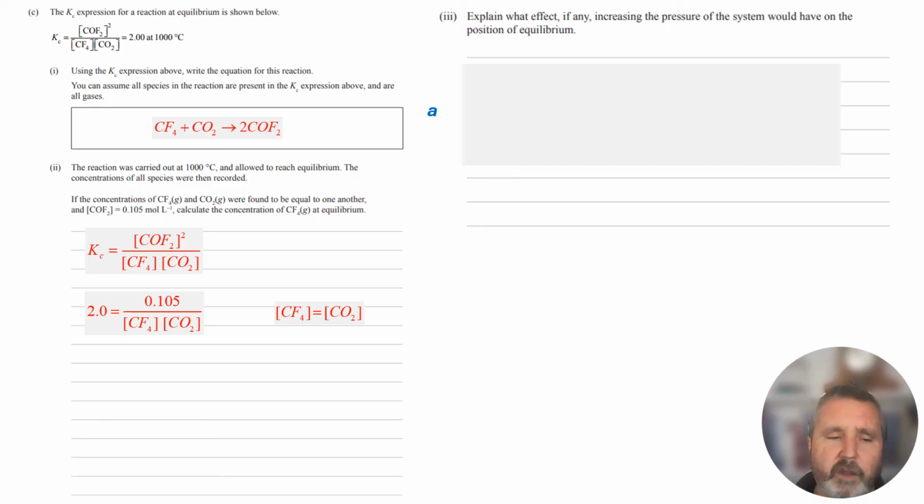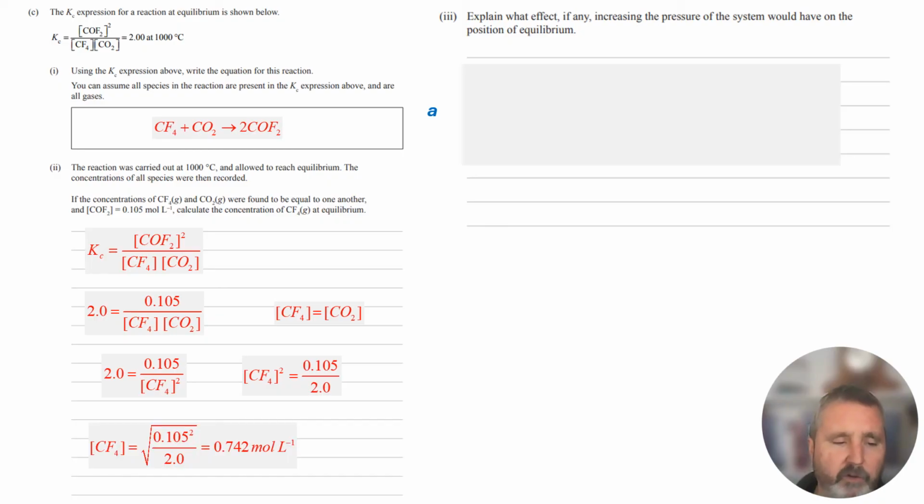So if CO2 equals CF4, the bottom of the equation equals CF4 squared, because CF4 multiplied by CF4 equals CF4 squared, and this CO2 equals CF4 because they told us that in the question. So now we have an equation that we can rearrange. We're going to put the CF4 on the left hand side, and we're going to move this 2 down to the bottom, and we're going to solve the equation now. So CF4 equals the square root of 0.15 squared over 2, and we get an answer of 7.42.